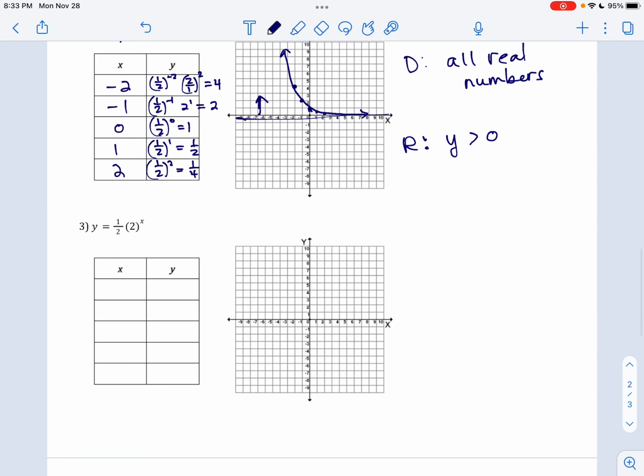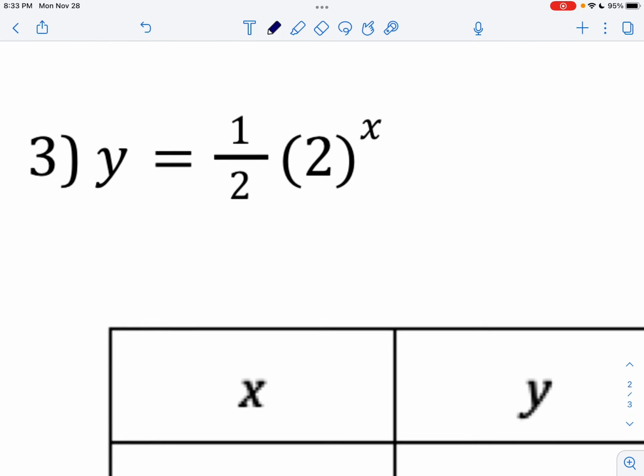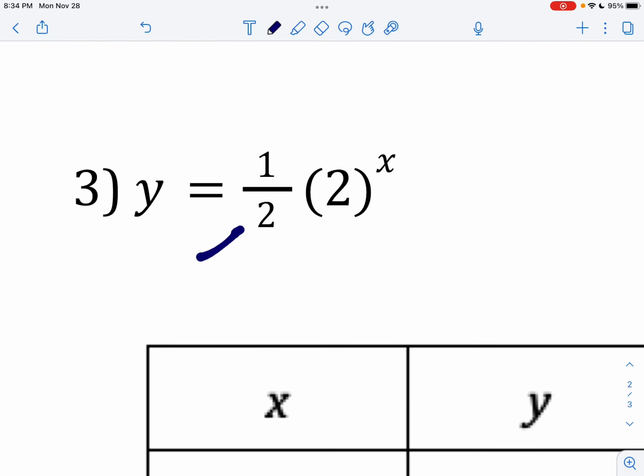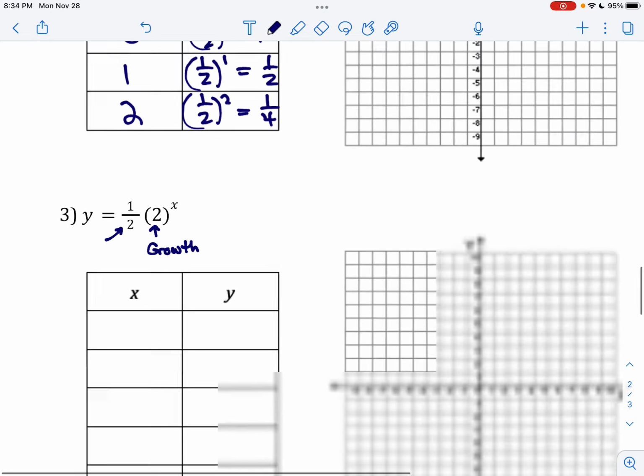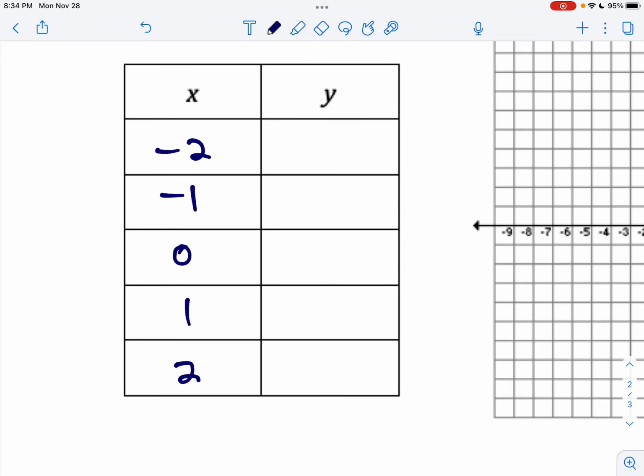Okay. When there's a number in front, that is your y-intercept. So now we see the y-intercept, it's a half. This is still my growth factor, which is 2, so I know that that's going to be exponential growth because it's greater than 1. Fill in the table, -2, -1, 0, 1, and 2.